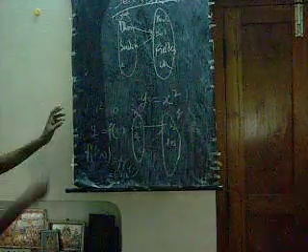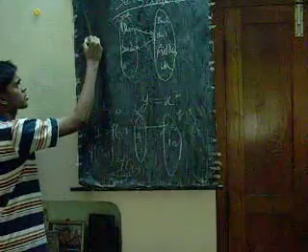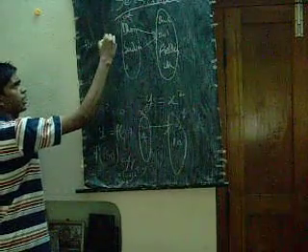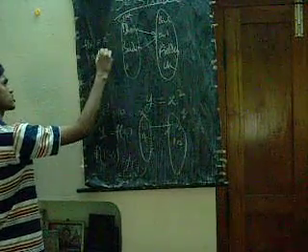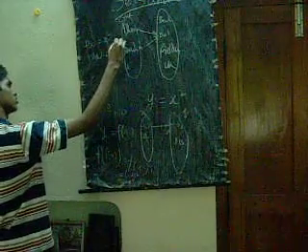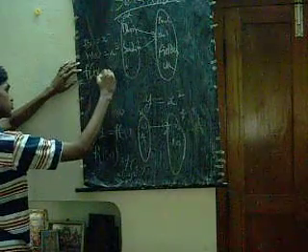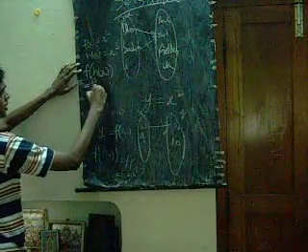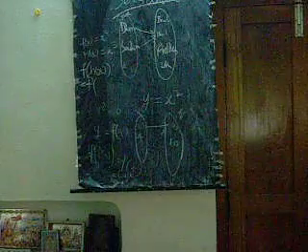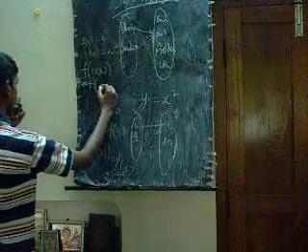Now let us take two functions. f of x equals x square, h of x equals x cube. Now what is f of h of x? What is h of x? h of x is x cube. So f of x cube.